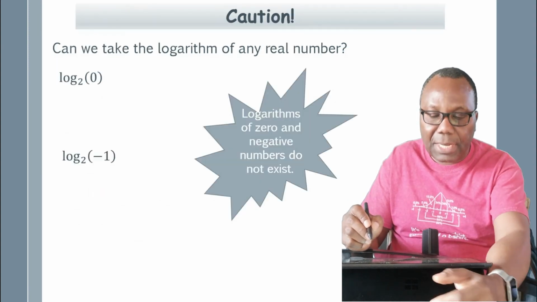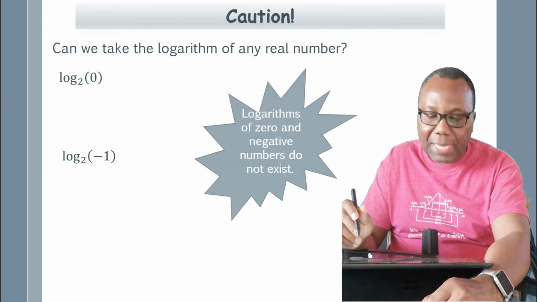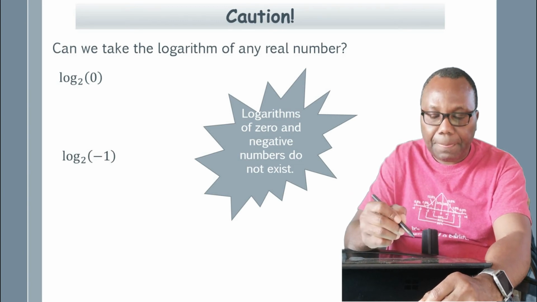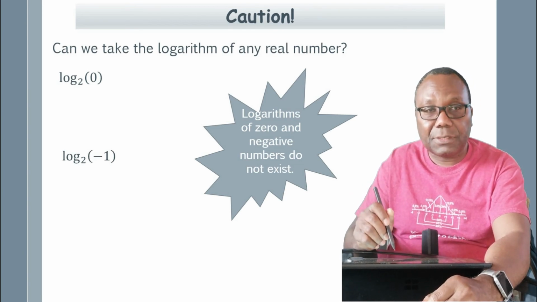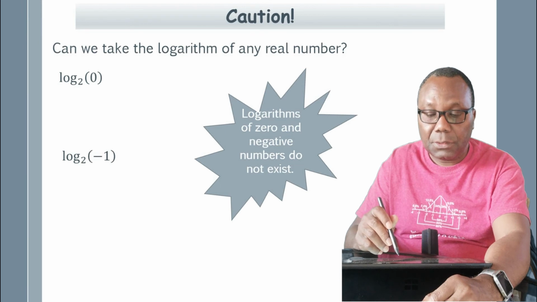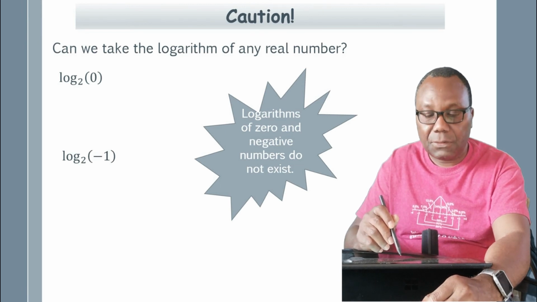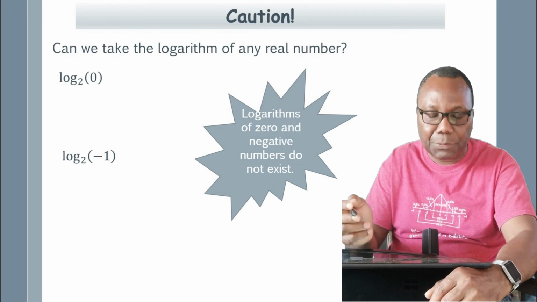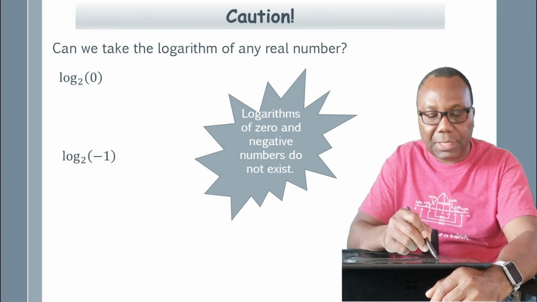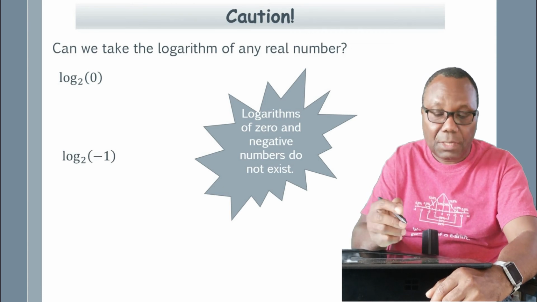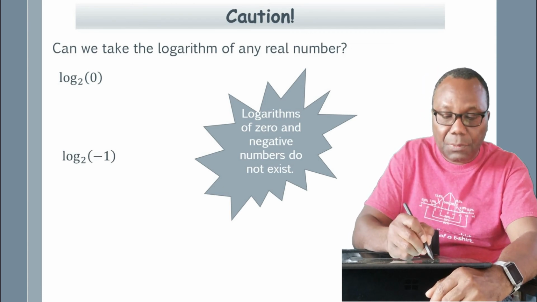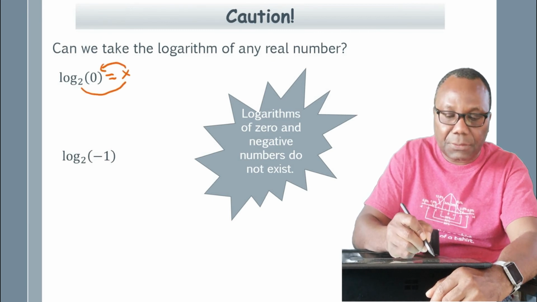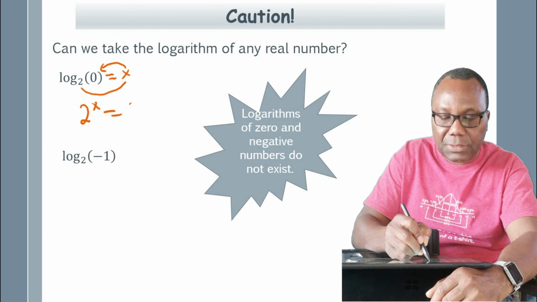Here's one last thing to consider. I need to illustrate that it is not possible to take the logarithm of 0 or a negative number. We're going to see more about this when we graph, but let's use an example. Let's try to take the logarithm of 0 to the base of 2. We're looking for some number x. Let's try 2 to the power of x equals 0.